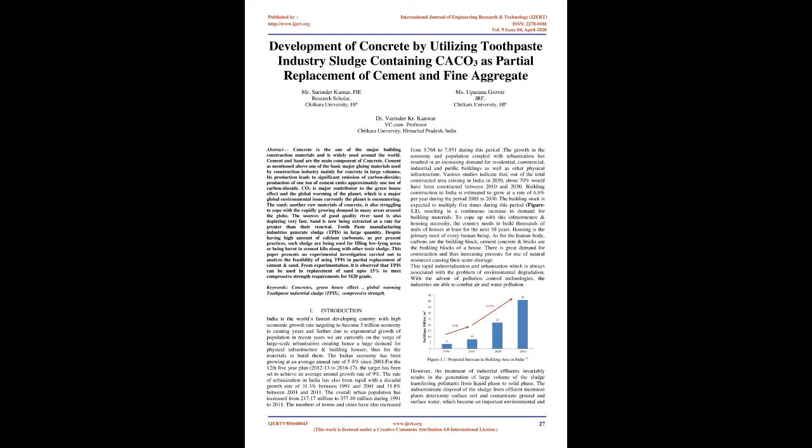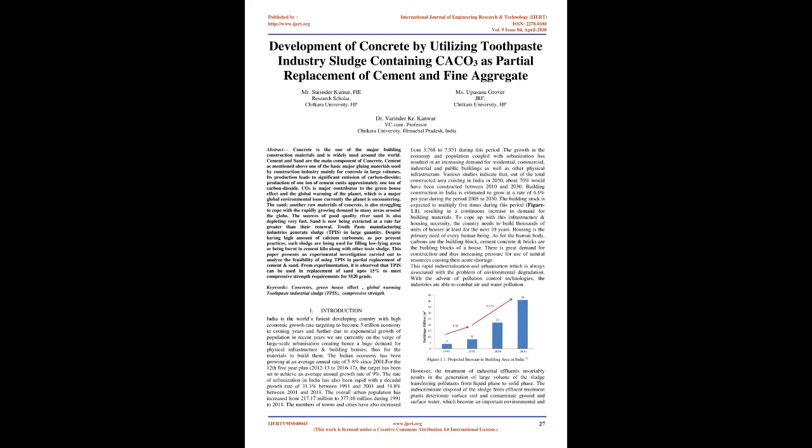Cement and sand are the main components of concrete. Cement, as mentioned above, is one of the basic major gluing materials used by the construction industry, mainly for concrete in large volumes. Its production leads to significant emission of carbon dioxide. Production of 1 ton of cement emits approximately 1 ton of carbon dioxide.